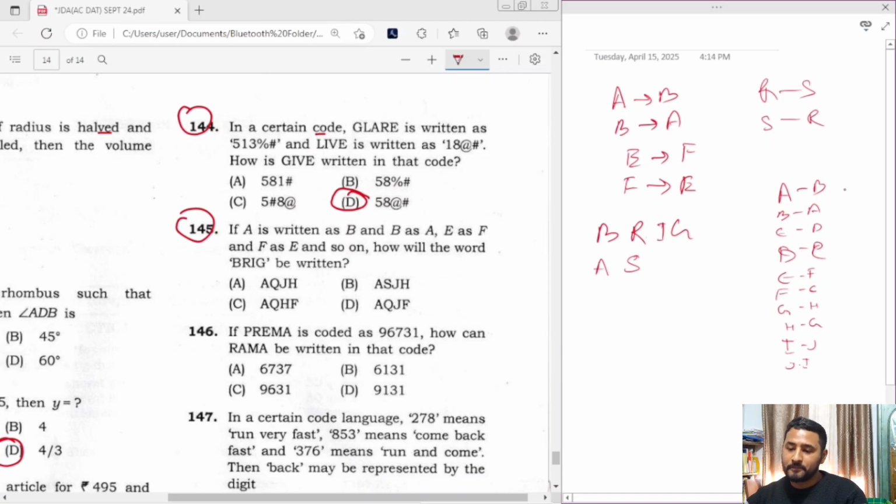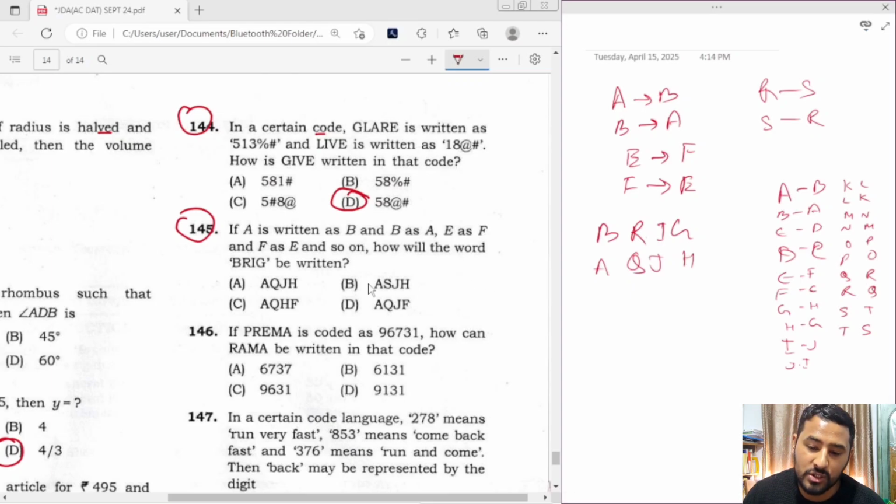Then we have K, L, L, K, M, N, N, M, O, P, P, O, Q, R, R, Q. Okay, R, Q. Then S, T, T, S. So R will be what? Q. Don't be confused. Even now I got confused. So Q, R, Q. I is how much? Our I is J. H, G is H.